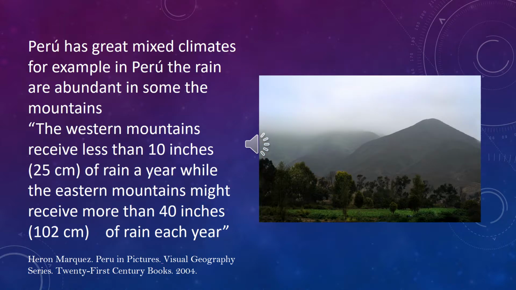Peru has great mixed climates. For example, in Peru, the rains are abundant in some of the mountains. The western mountains receive less than 10 inches of rain a year, while the eastern mountains might receive more than 40 inches of rain each year.